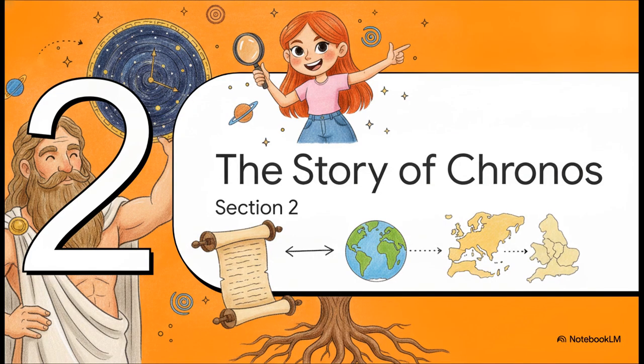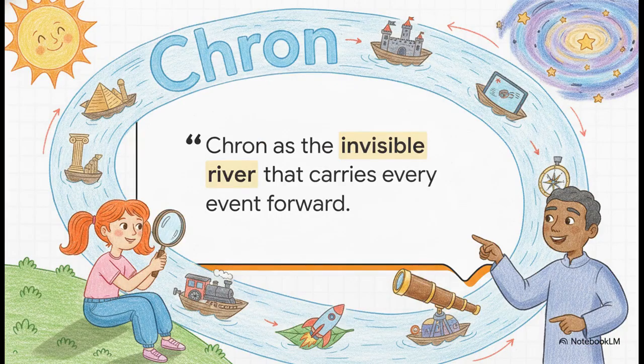Moving on to Section 2, the story of Chronos. To truly grasp how deeply this root is embedded in our language, we need to take a quick step back into ancient Greece. We need to understand where this concept actually came from before it influenced Latin, French, and eventually modern English. Consider this beautiful metaphor from our sources: Chronos as the invisible river that carries every event forward.